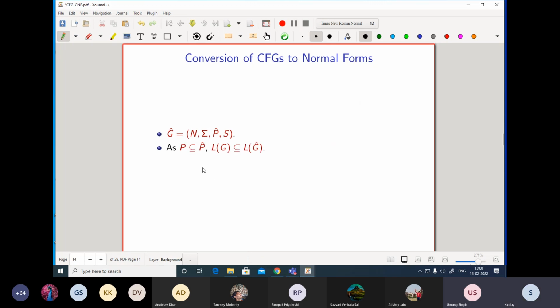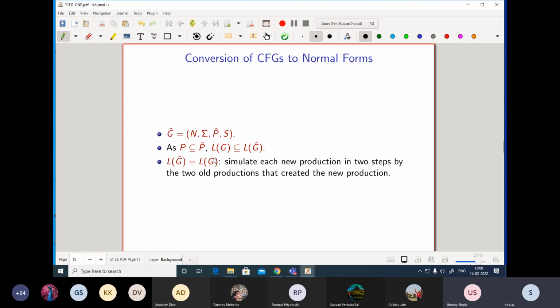Okay, so as P is a subset of P hat, then L(G) is a subset of L(G hat). Now what about the other direction? L(G hat) is also a subset of L(G), because look at any step of derivation using the new productions. That can be replaced by two steps of derivation if you consider the definition by which you created this new production. You move backwards, and then you will end up in a set of old productions.